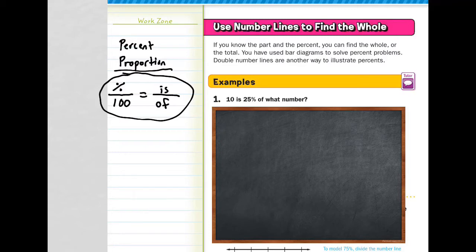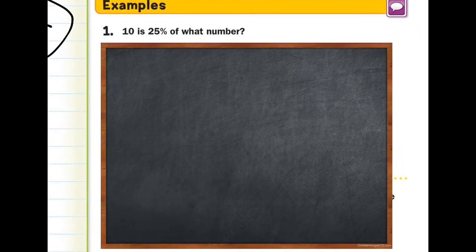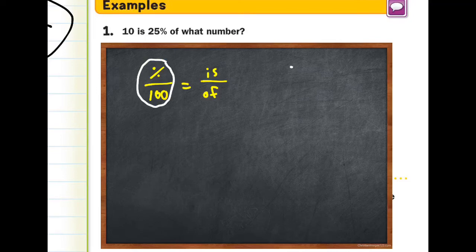So 10 is 25% of what number? I'm going to start by writing the percent proportion down. Remember, it's percent over 100 equals is over of. As I go through, I'm going to fill in numbers in the correct spot. The percent over 100 is the easiest part to fill in, because you already have 25% here. So the first thing I'm going to do is write 25 over 100. Basically, you're writing the percent as a fraction. That's it.